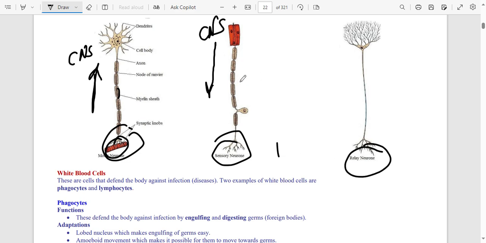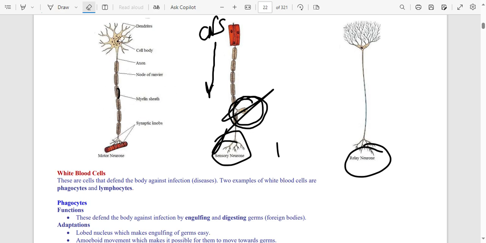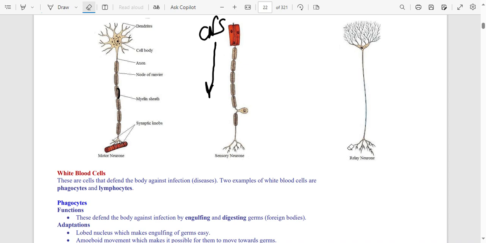If they give you these diagrams, immediately you see a cell body in the middle, just know that that is a sensory neuron, because for a motor neuron, the cell body you can see is at the end there, this big one here. And then if you look at a relay neuron, it has a very small cell body and a lot of dendrites. This is a small body, very small. And then it doesn't have any myelin. You can see it doesn't have any myelin like this one and this one. So it is not myelinated.